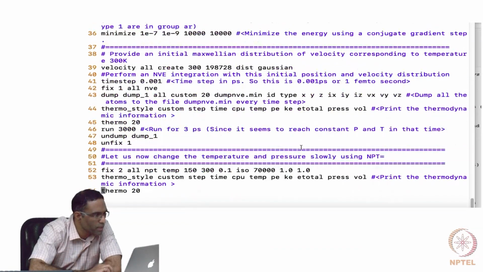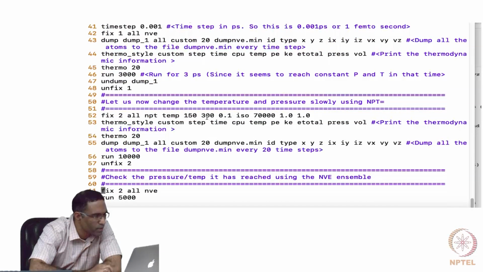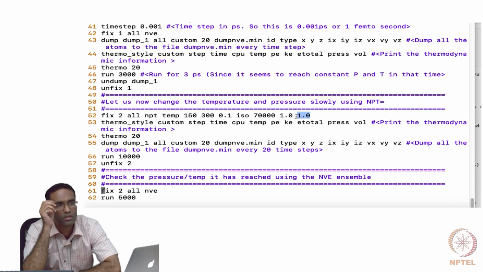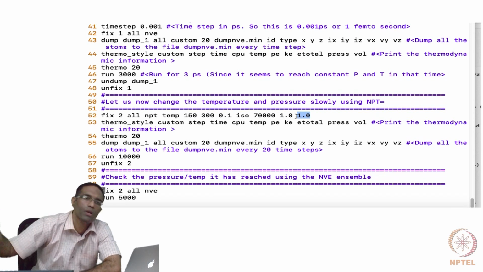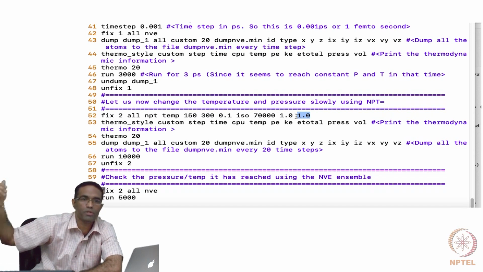So the npt command took a couple of different parameters. It took this tdamp, which tells it how fast you want the temperature to reach the value that you require, and pdamp is how fast you want the pressure to reach the value that you require. Too high values essentially means that you are forcing the pressure to come to the value very quickly, and you will see huge fluctuations in the pressure. And if you give too low a value, then it will take a very long time to reach the pressure that you are requesting.